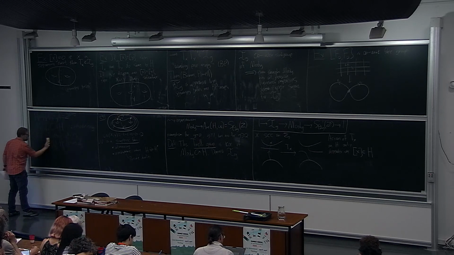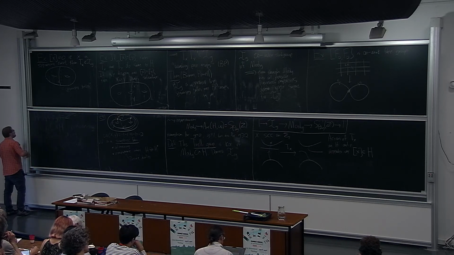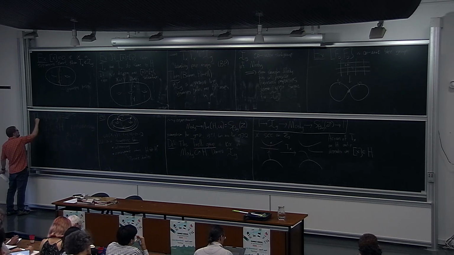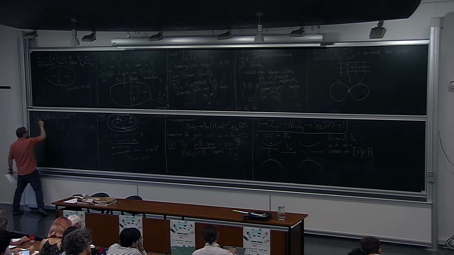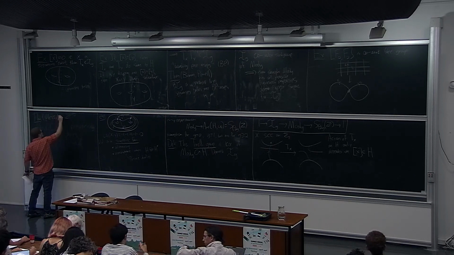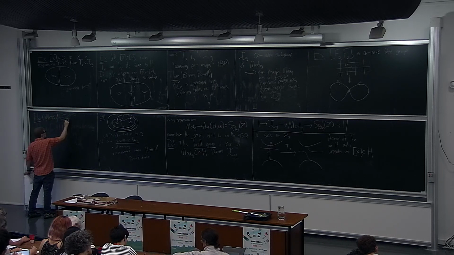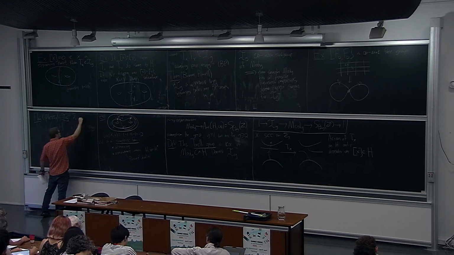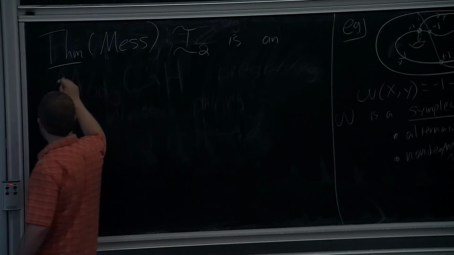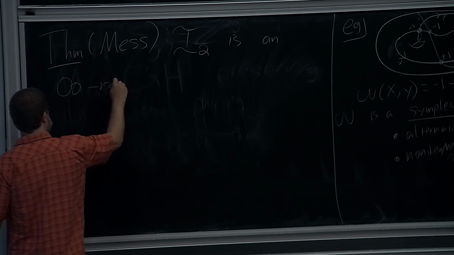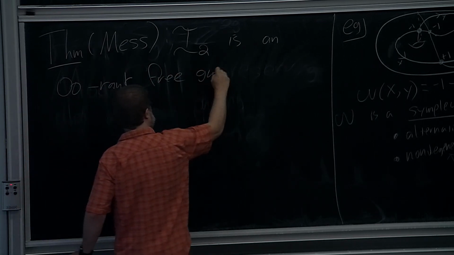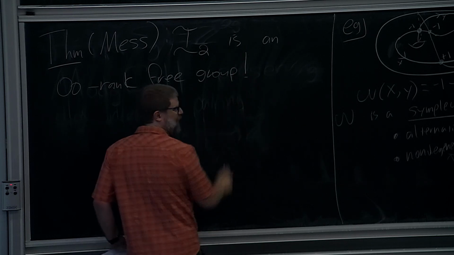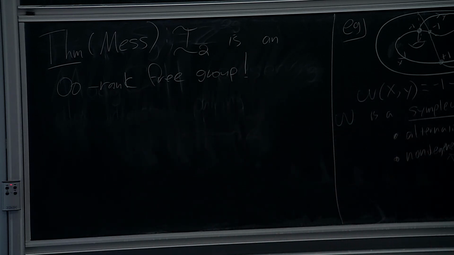And what does this say? This is the theorem of Mess. This says that in genus 2, the genus 2 Torelli group is an infinite rank free group, you know, of all the groups it could be. That's what it is right there.